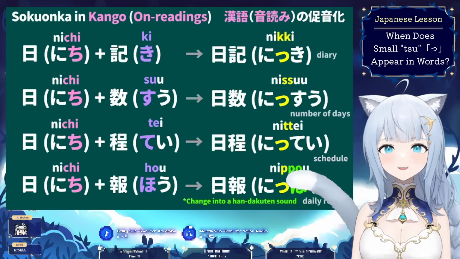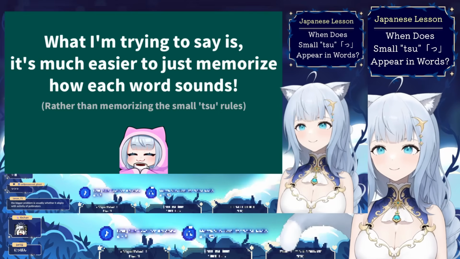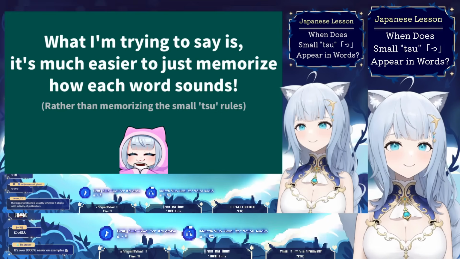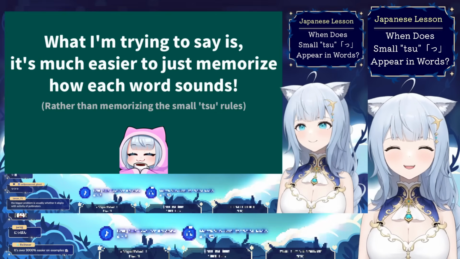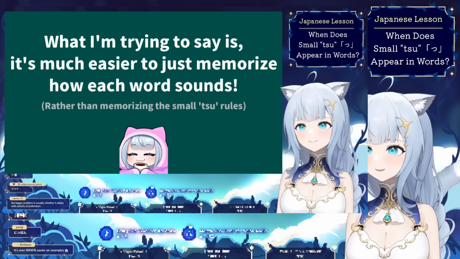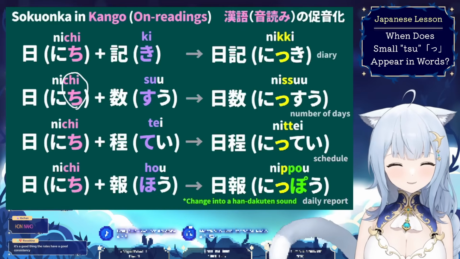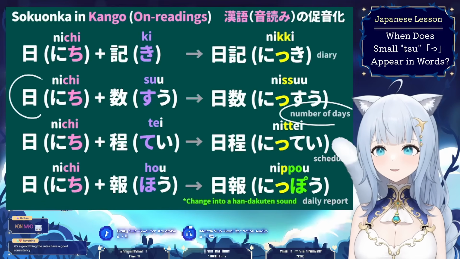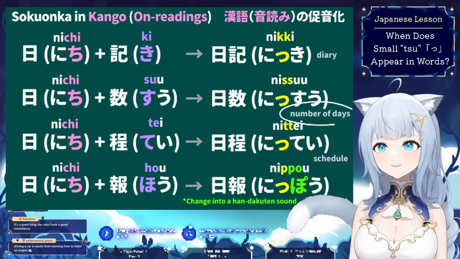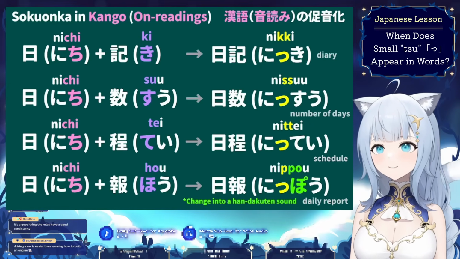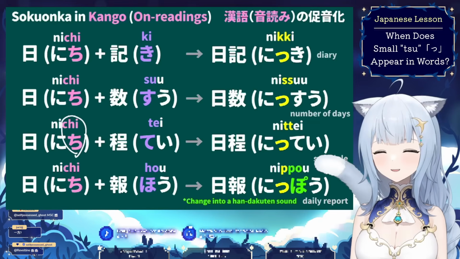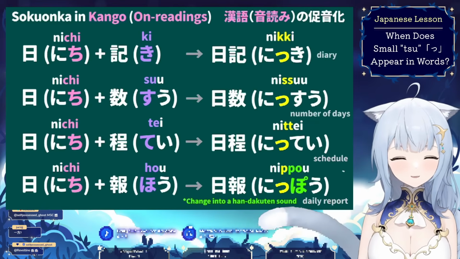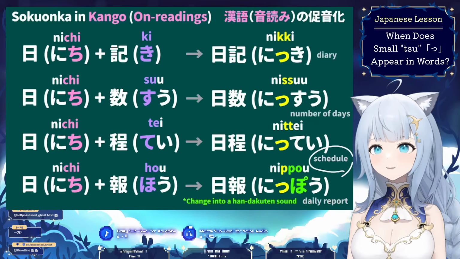Alright, let me say it again. Remembering these rules is difficult, so memorizing vocabulary pronunciation is much easier than learning rules, okay? Ending with chi and starting with S column su is number of days. Day, and this is a number. So nisu, number of days. Not nichisu. The third one, nichi with T column, te. So its schedule is nitte, not nichite.